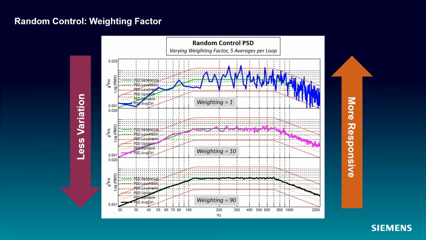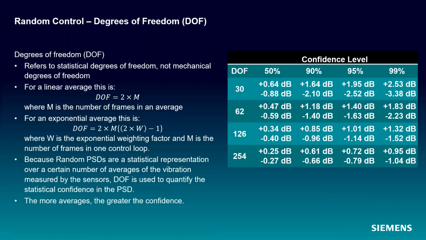And again, the weighting factor is very similar to the number of averages in terms of we increase weighting, we get less variation, but also less responsiveness. Again, there's some compromise position here where we get a good result. So degrees of freedom, again, this is a statistical evaluation of the confidence level we have in our measurements. And this degrees of freedom quantifies that statistical confidence in the PSD. Here's a table of degrees of freedom and confidence level of the results.